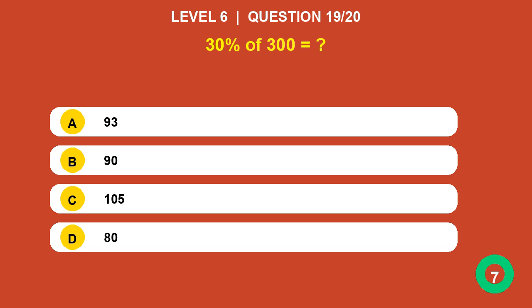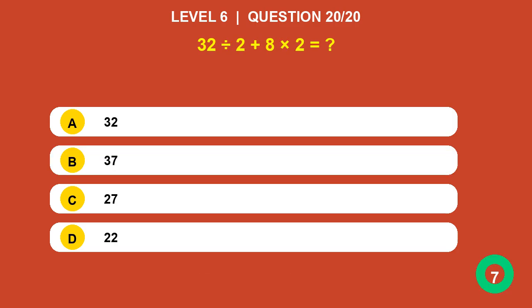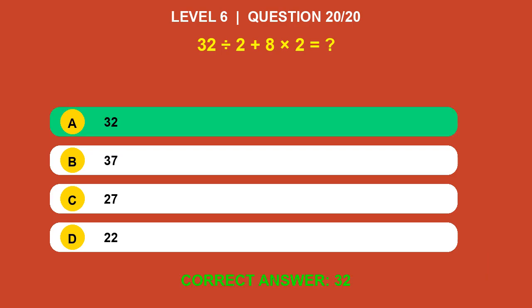30% of 300 equals? Answer is 90. 32 divided by 2 plus 8 times 2 equals? Answer is 32.